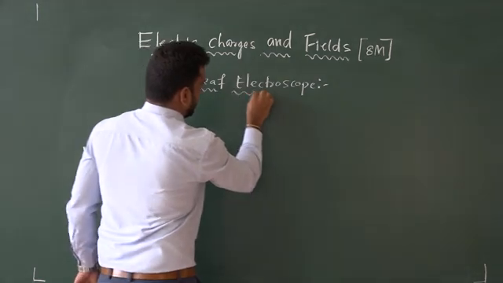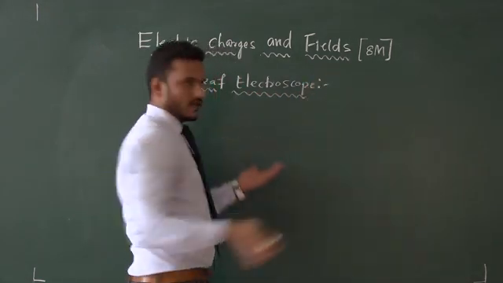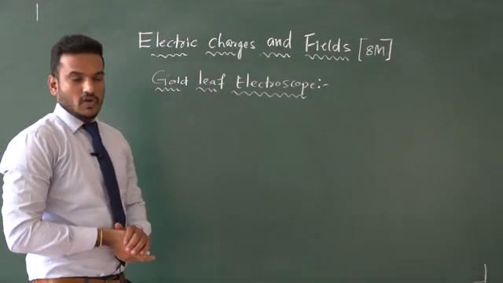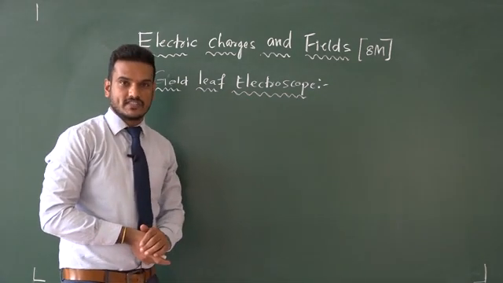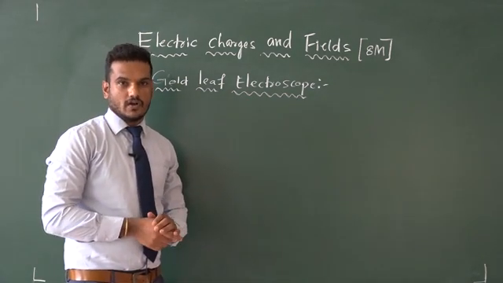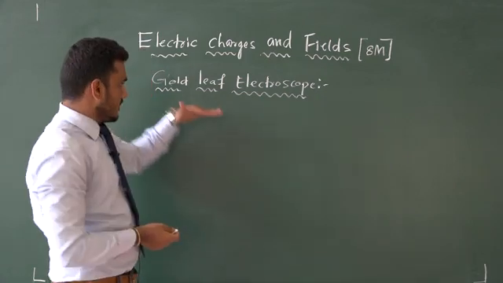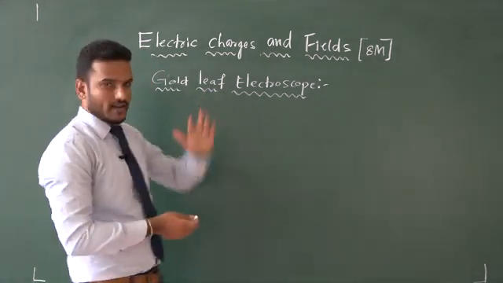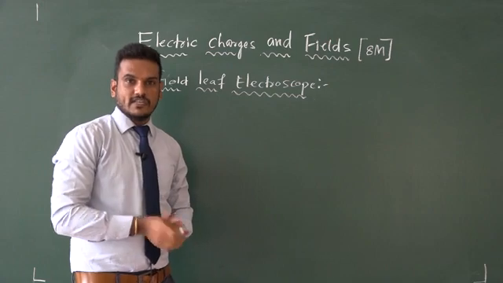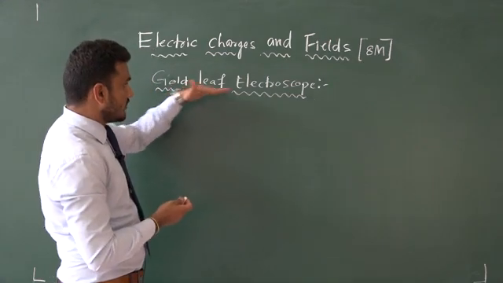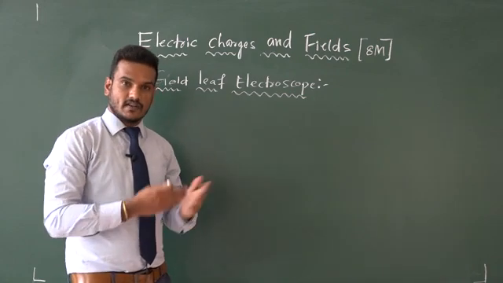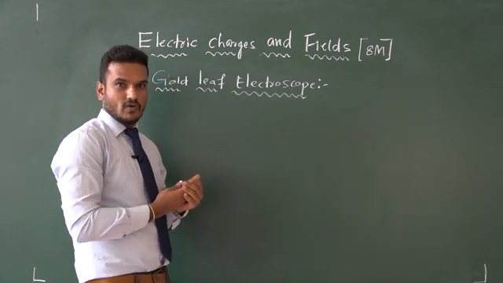Gold leaf electroscope. So what exactly is the gold leaf electroscope? A gold leaf electroscope is used to detect electric charges on a body or on an object. So here we are using a gold leaf electroscope to detect the charges on a body. How does the gold leaf electroscope detect the charges on a body? For that we have a small experiment.